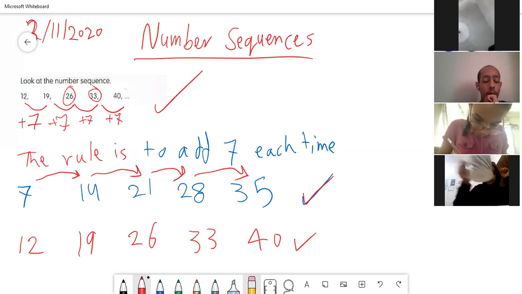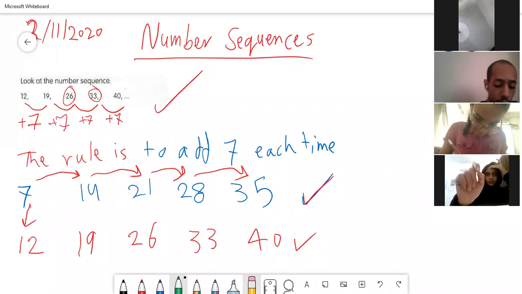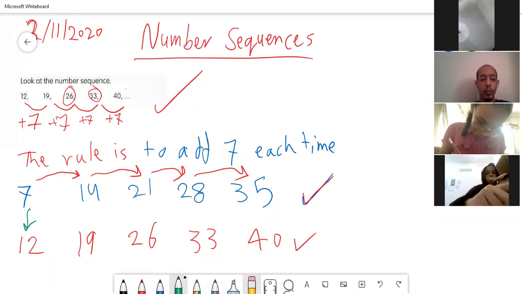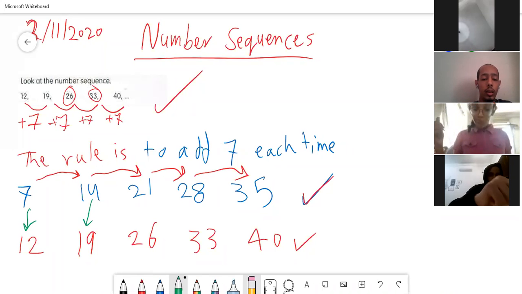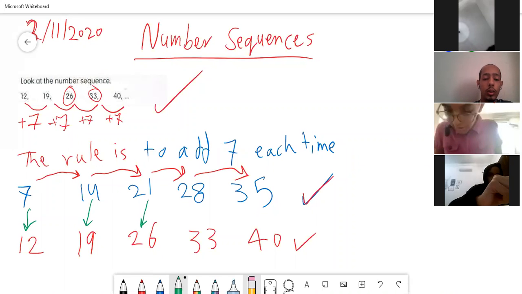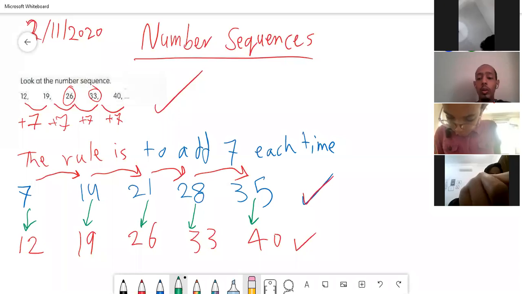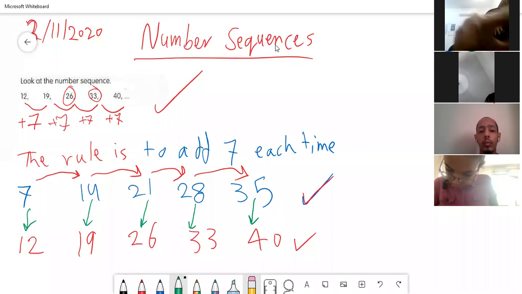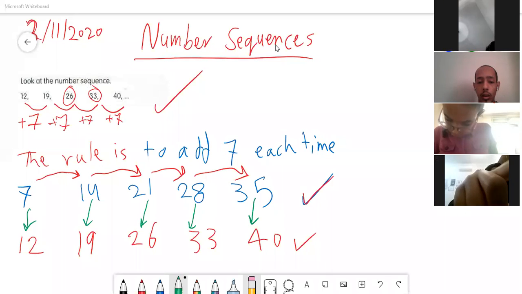Now, can we compare between the two sequences? Yes, we can look at the 7 and the 12. What is the relationship between the 7 and the 12, between 14 and 19, between 21 and 26, between 28 and 33, between 35 and 40? What do you notice here? Somebody is raising a hand.